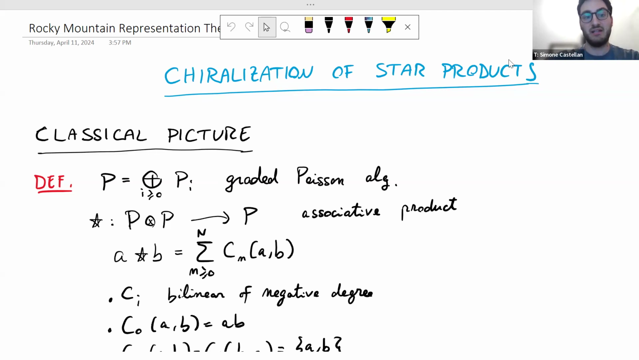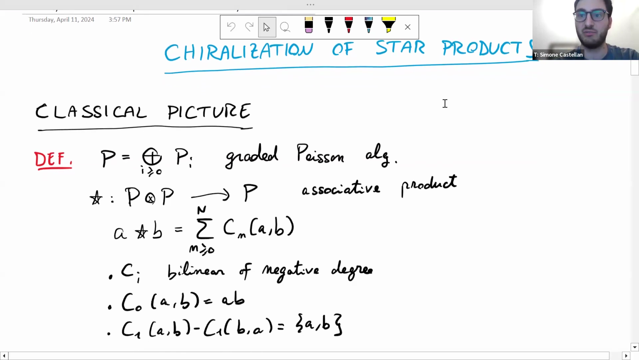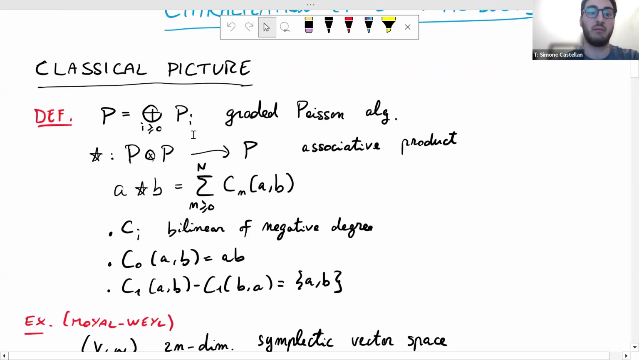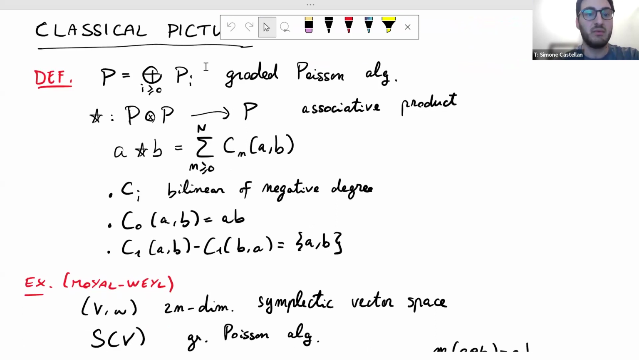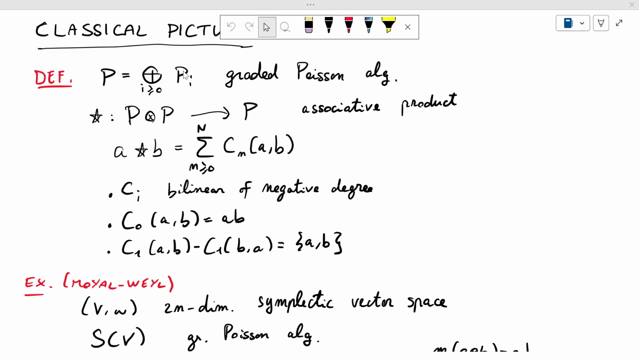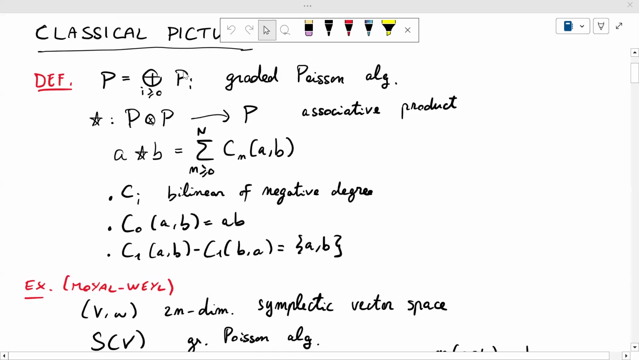So I'll start with a brief overview of the classical case for Poisson algebras. I'll talk briefly about the star product for graded Poisson algebras. As I said, the star product is a new operation, which is called star. This is supposed to be an associative deformation of our original product.